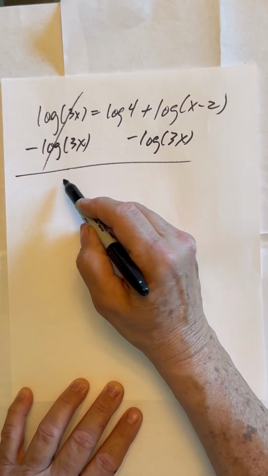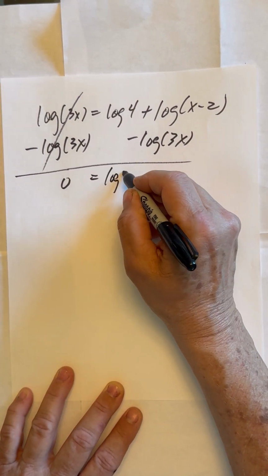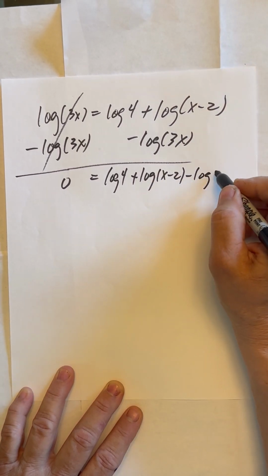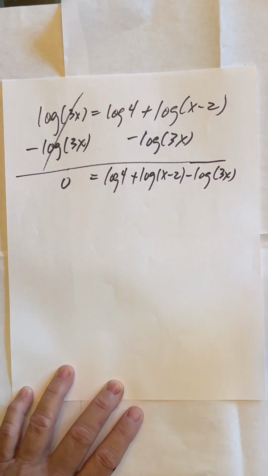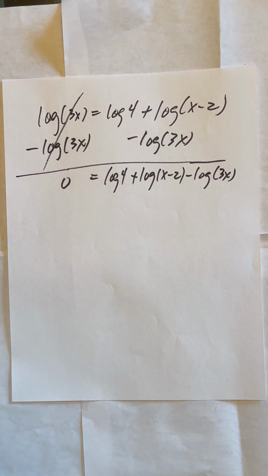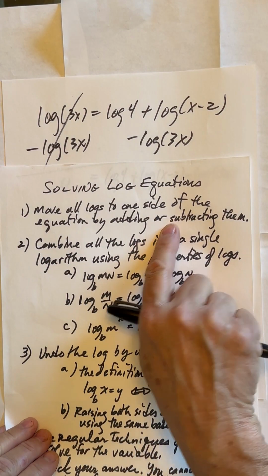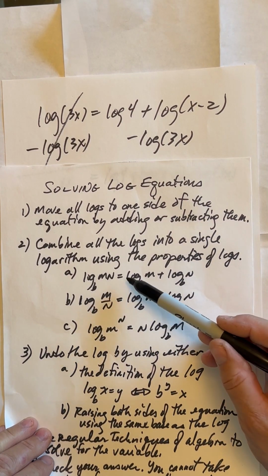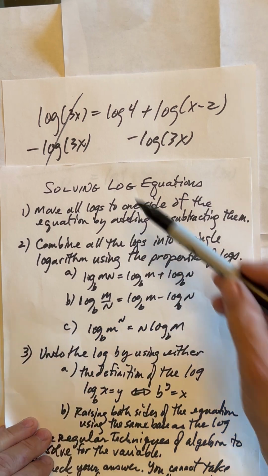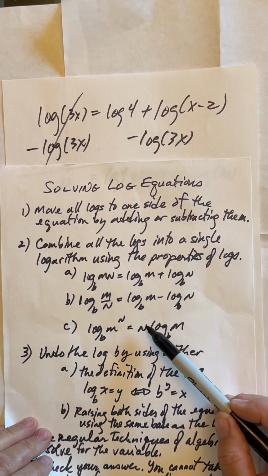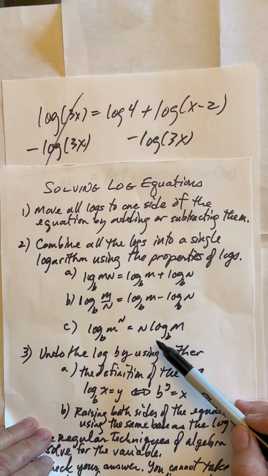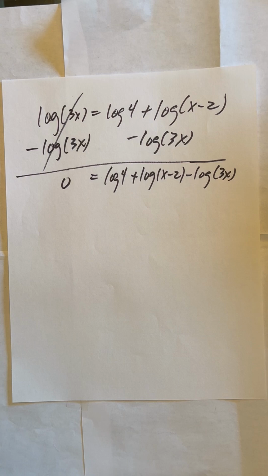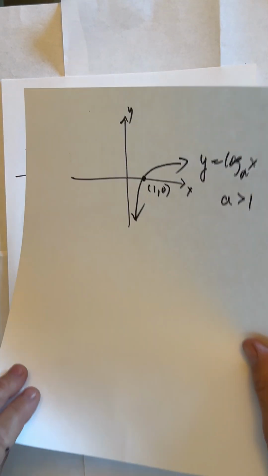And so ideally this becomes 0 here, and here you have log 4 plus log of x minus 2 minus log of 3x. Now, when you come to this spot here, you've already moved all the logs to one side of the equation, and now you want to combine them using these properties. First of all, you can only use the first two properties when you have coefficients of 1 in front of the log, which we do, so that's fine. If you don't, and you have a coefficient like 5 or something like that, you move it up by using property 3. But in any case, I want to mention that it doesn't matter how many logs you have.